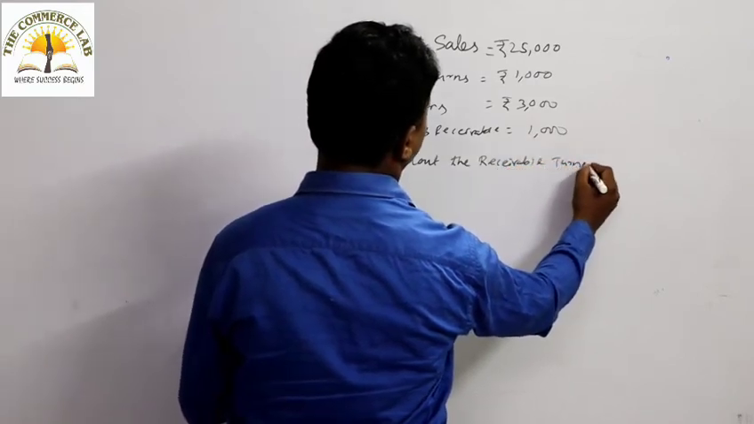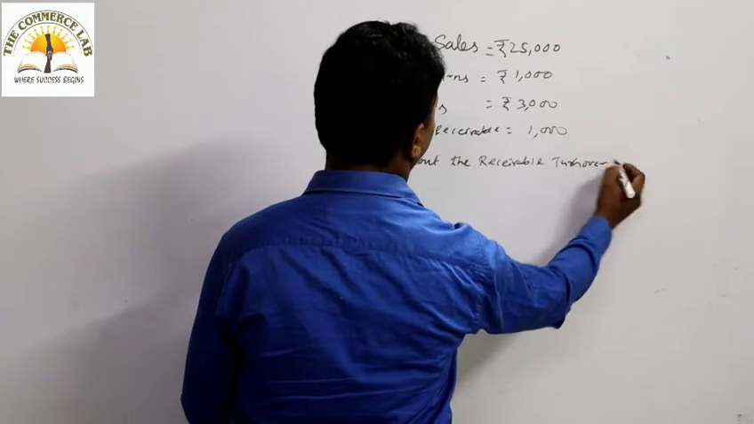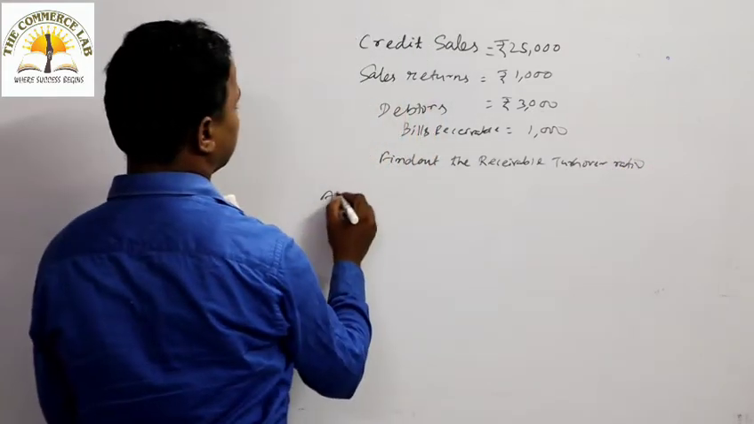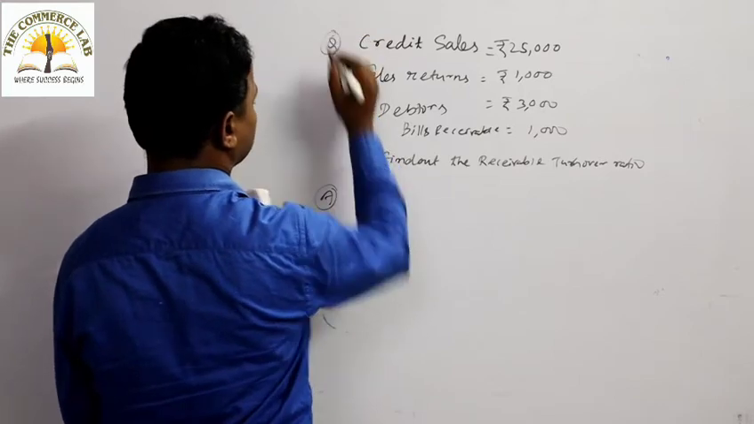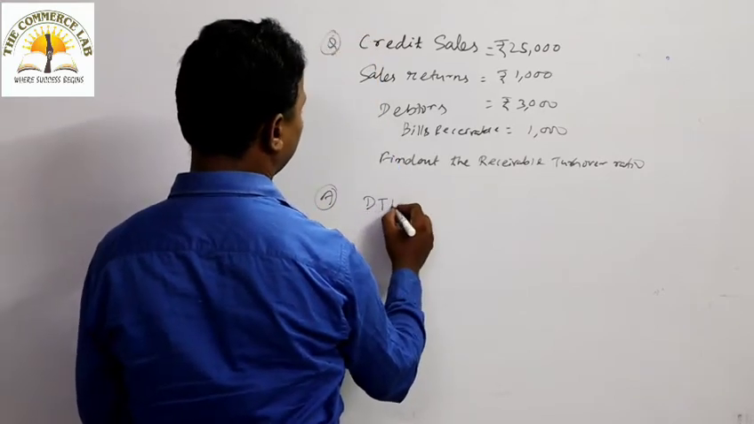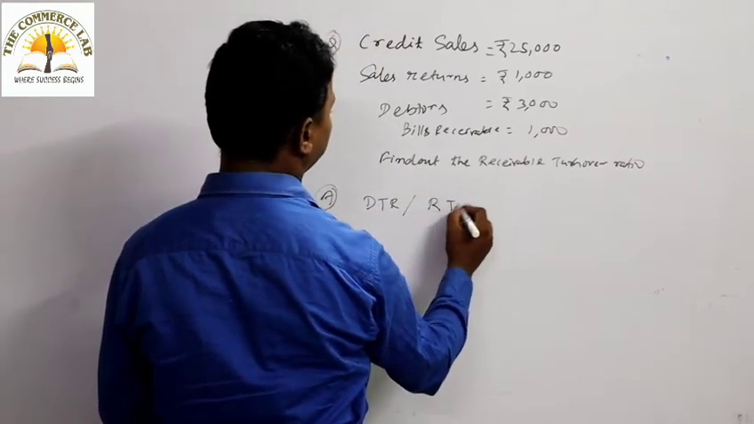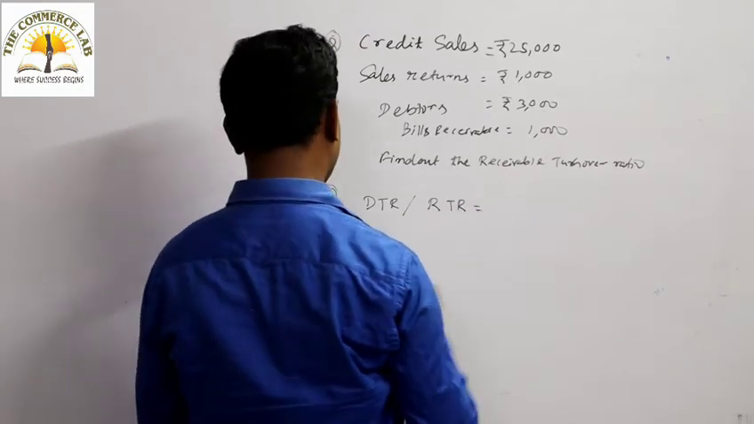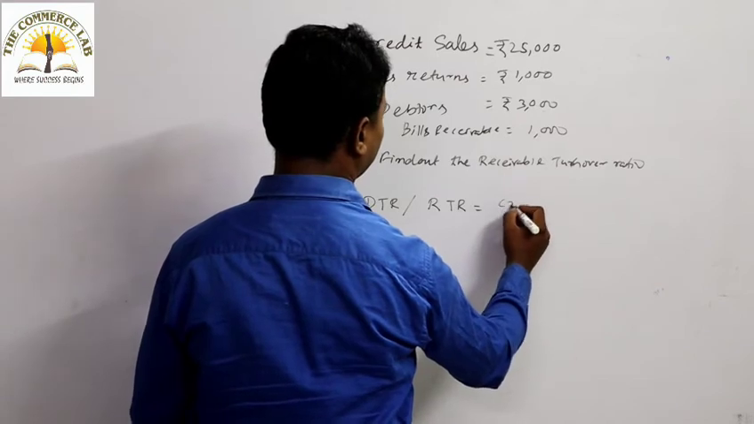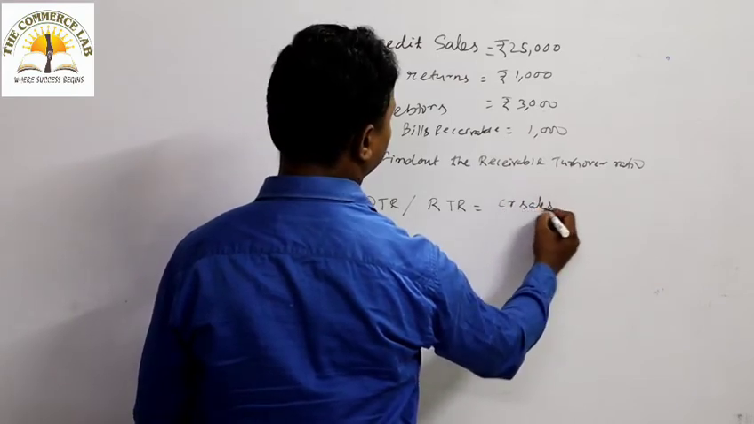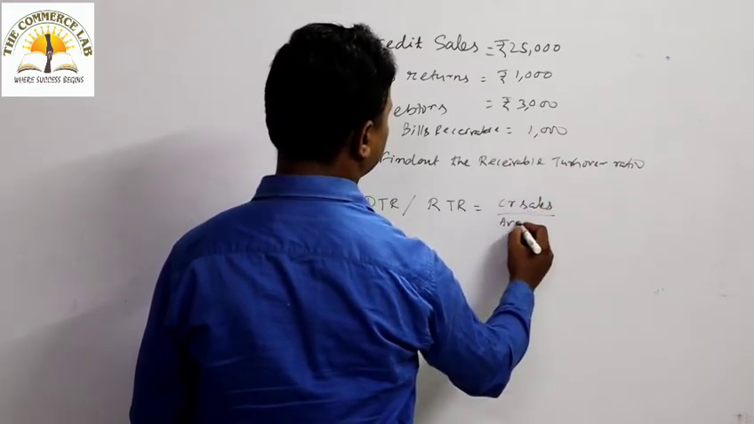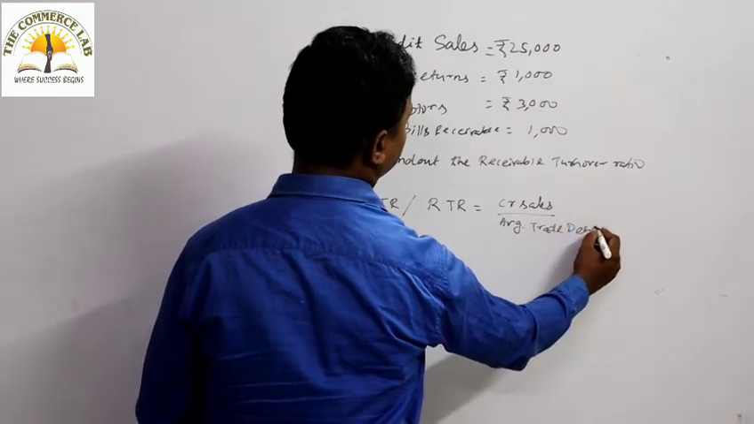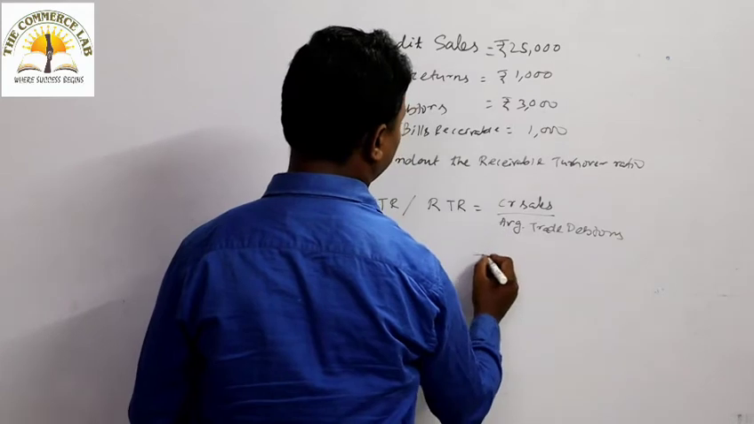turnover ratio. Receivable turnover ratio is also called debtors turnover ratio. So it is indirectly asked in this particular question: the debtors turnover ratio or receivable turnover ratio. So how to calculate the receivable turnover ratio? That is credit sales divided by average trade debtors. With this formula we can calculate.